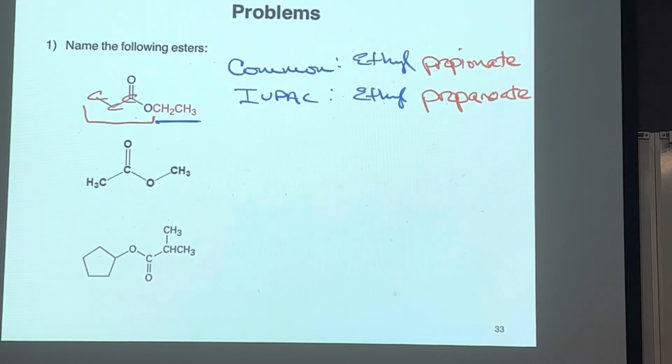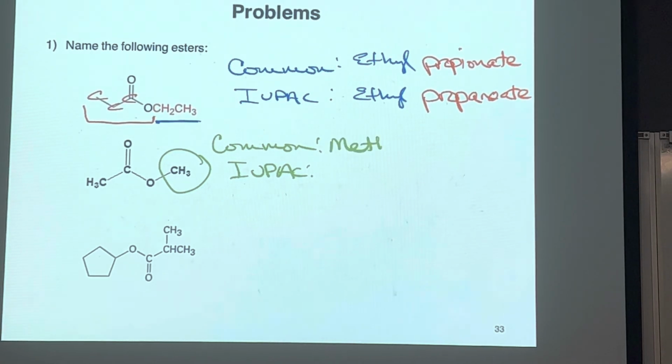All right, so let's go on to the next one. So we want to go ahead and do this side first. And let's just do common and IUPAC all together. Okay, so for both common and IUPAC, what's going to be the first part of my name? Good, methyl. Is everybody okay with that part of it? Anybody need to explain that part of it? Okay. So the next part of it is that we're going to need to take a look at the carboxylic acid portion of the molecule, specifically how many carbons we have right there, in order to figure out what that second part of the name is.